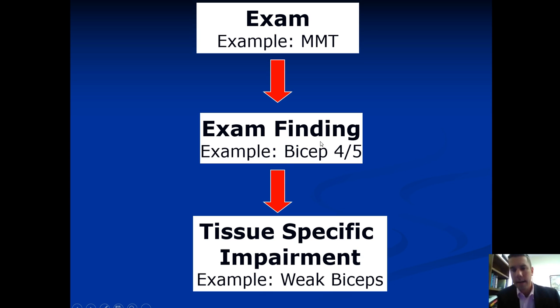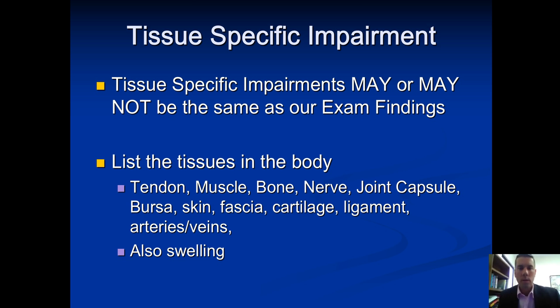So from that finding, we're going to gather this tissue-specific impairment. The tissue is the biceps muscle. The impairment is that it's weak. In that case, the tissue-specific impairment was more or less the same thing as the finding, right? 4 out of 5 or a weak biceps was the finding. Tissue-specific impairment was a weak bicep. So that was an example of how they were the same. There will be some examples of when they'll be different, and I'll highlight that in our class discussion.